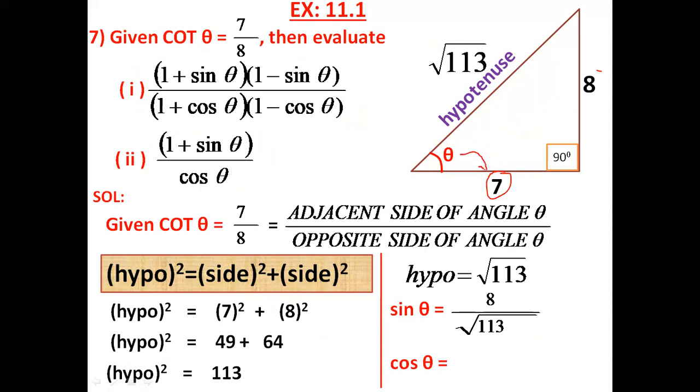Adjacent side of angle theta is 7. Hypotenuse is under root 113. So cos theta is 7 by under root 113. So we got the values of sin theta and cos theta. Now what we have to evaluate? First problem, this one: (1 plus sin theta)(1 minus sin theta) by (1 plus cos theta)(1 minus cos theta). First I write the values of sin theta and cos theta aside.